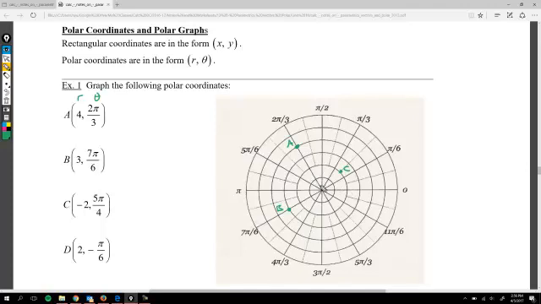And then D, I have a negative angle, so instead of going counterclockwise to pi over 6, I'm going to go clockwise to 11 pi over 6, which is the equivalent angle of negative pi over 6. And I'm going to go out 2. So 1, 2, and this is my D point. So those are my 4 points.